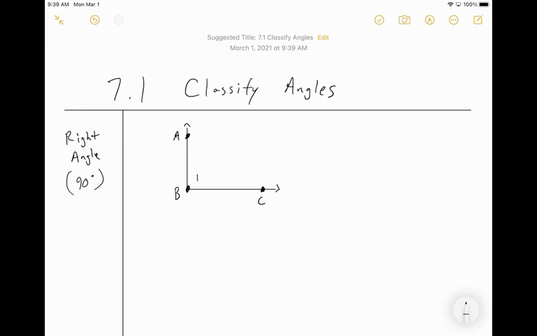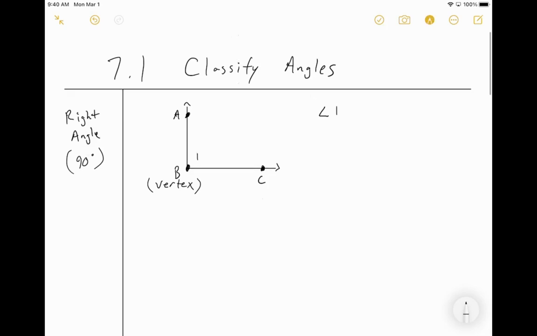Okay. And it's really important that we understand the notation so we know what we're talking about. The first way is by what we call the vertex. Okay, the vertex is the middle point. The vertex is the most important part of the angle. Okay. So we can name it just by its vertex, just like this. We can call this angle, and this is angle notation, angle B. One of the names is angle B.